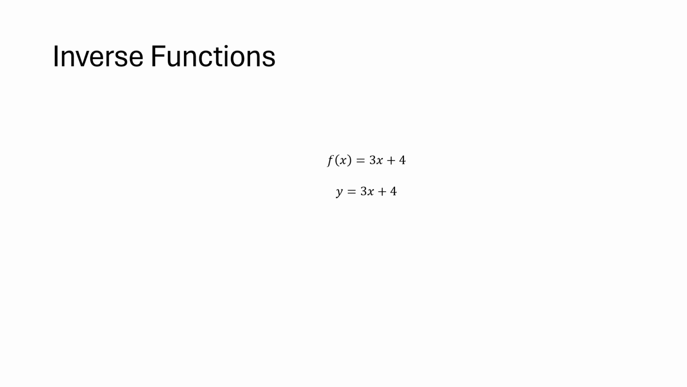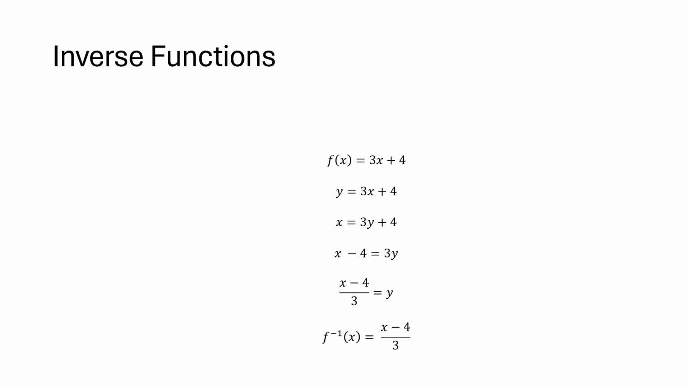Swap x and y. x equals 3y plus 4. Rearranged. x minus 4 equals 3y. y equals x minus 4 divided by 3. So, f inverse of x equals x minus 4 divided by 3.